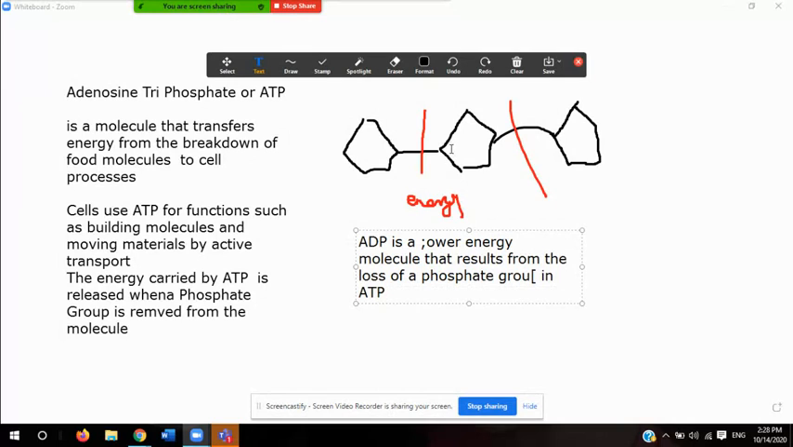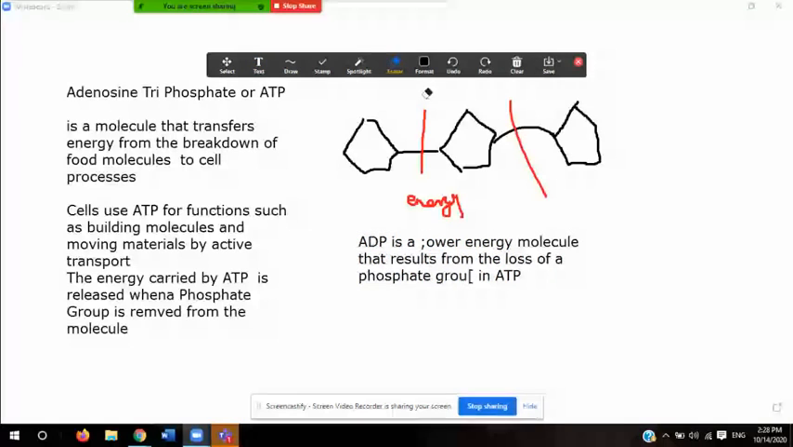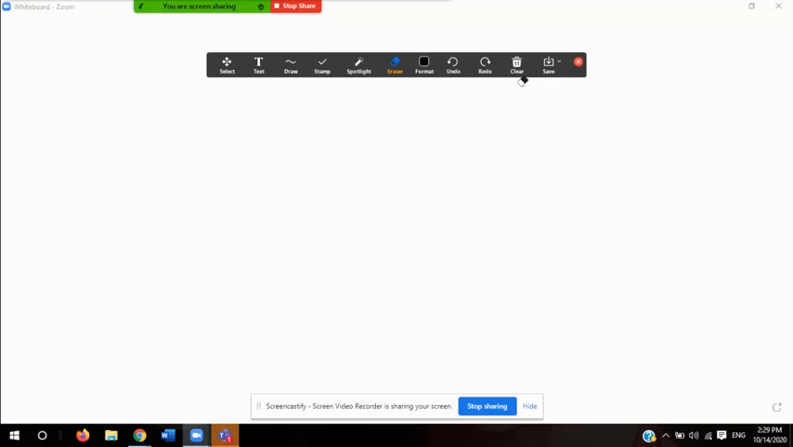So basically, when this breaks down and energy is released, let me see if I can illustrate. Let me erase this line right here. Okay, so let's say we have our ATP. Energy is released, so that means that this no longer exists right here. Neither does this. And that leaves me with ADP, which is basically two molecules of phosphate, right? So let's move on. I'm going to go ahead and clear the board, and we'll move on to more important characteristics of ATP.